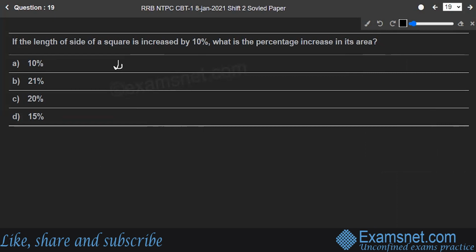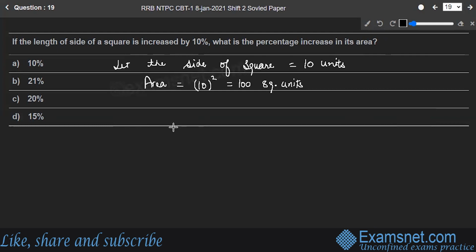Now, let the side of the square be equal to 10 units. Area is 10 square, which is equal to 100 square units. Now, the increased side. The side increase percent is 10%.